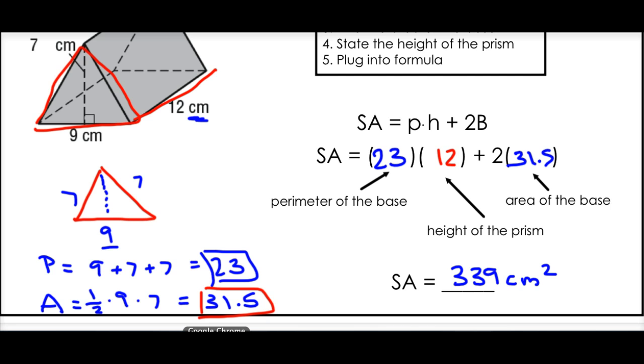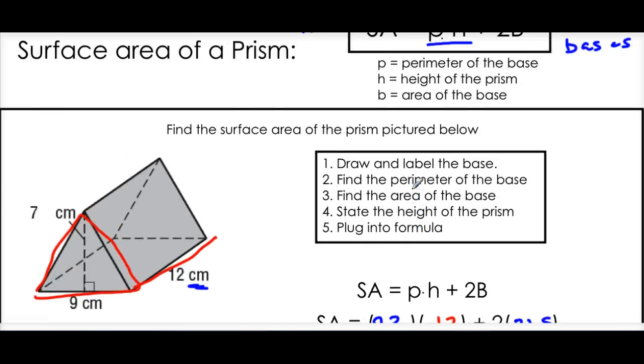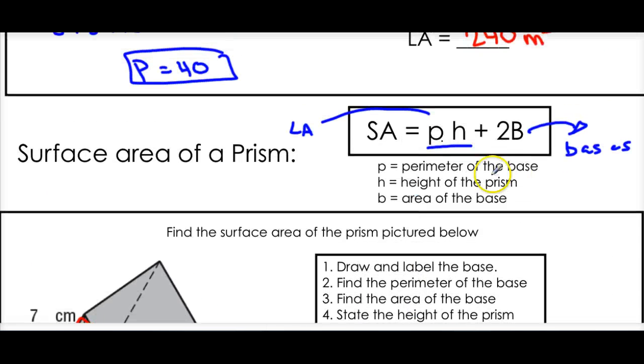And that is how you find the surface area. Once again, if you're having any trouble, just look at your formula, and everything's displayed. To find the surface area, you find the perimeter of the base, you multiply that by the height, plus 2 times the area of the base. That's really it. If you can find out what P, H, and B are, you're good to go.